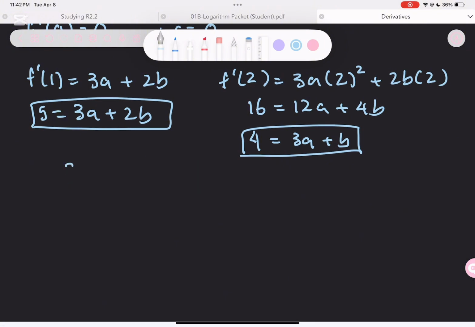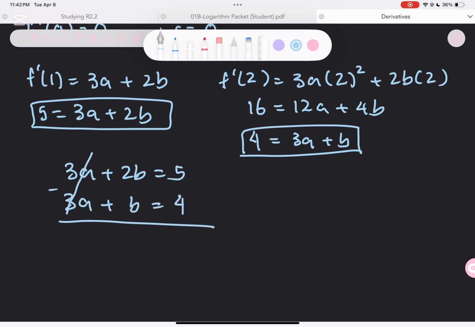So you're going to have 3a plus b is equal to 4 on the top. Oh, no, wait, sorry, I should put the other one on the top. 3a plus 2b is equal to 5, minus 3a plus b is equal to 4. When you eliminate this, the 3a's cancel out. 2 minus 1 is 1, so b remains, and this is 1, so b is equal to 1.